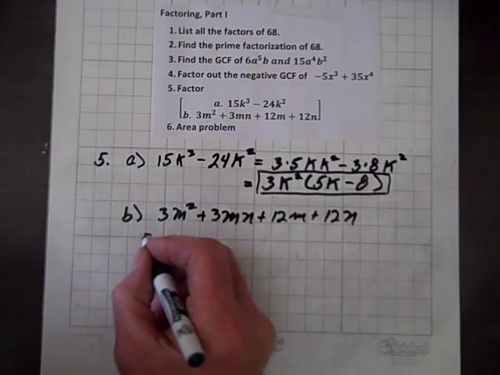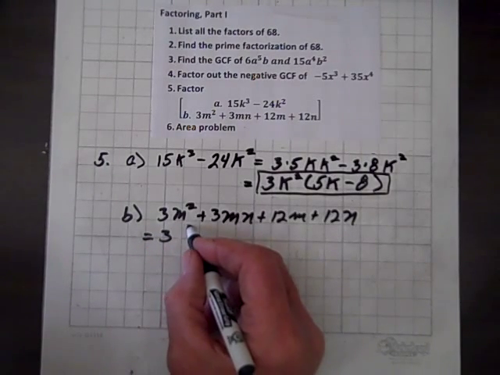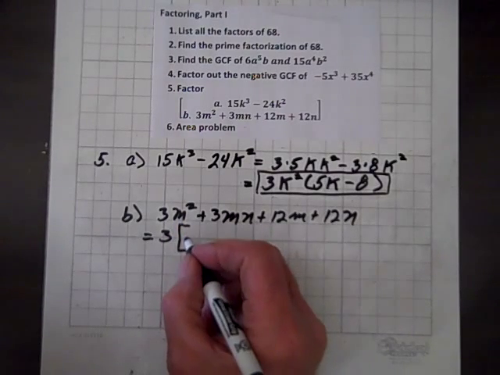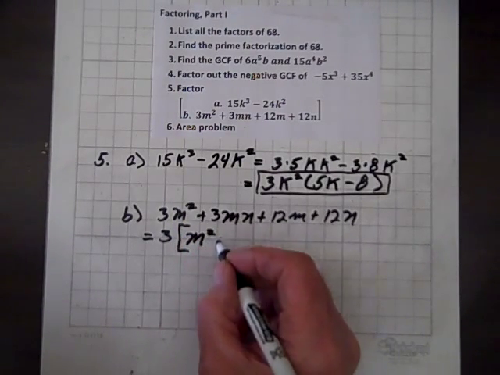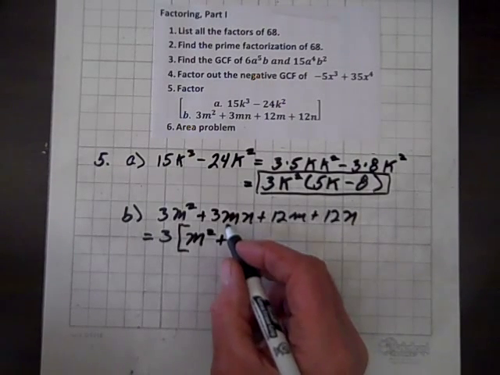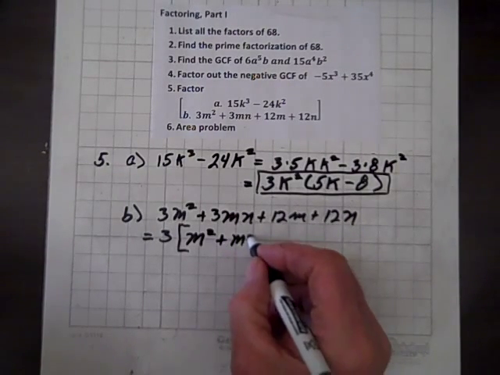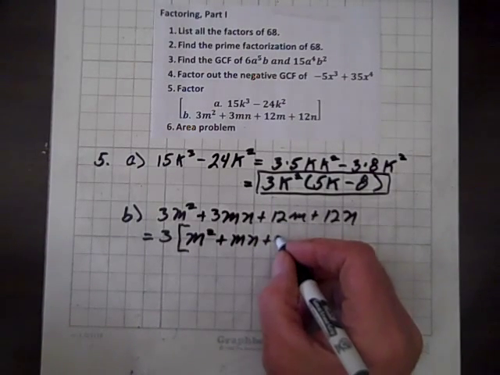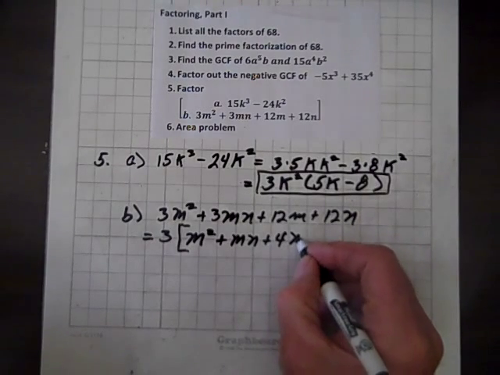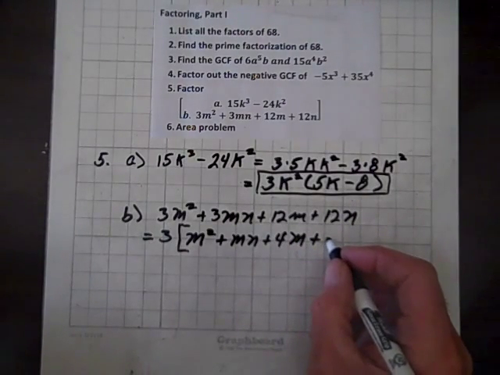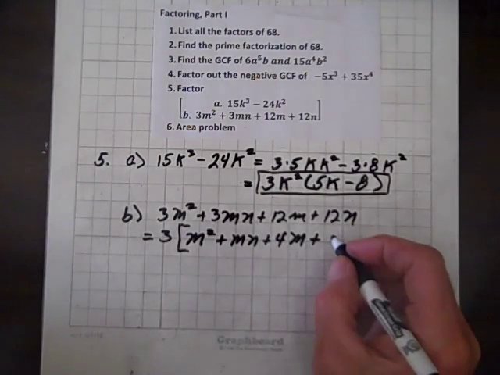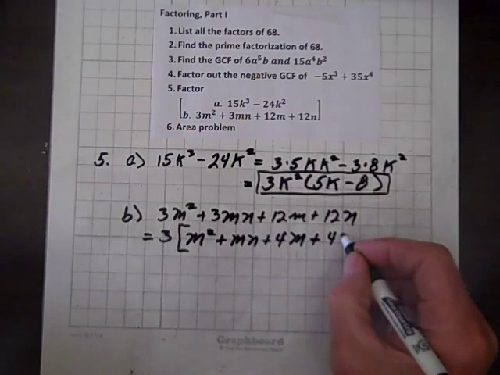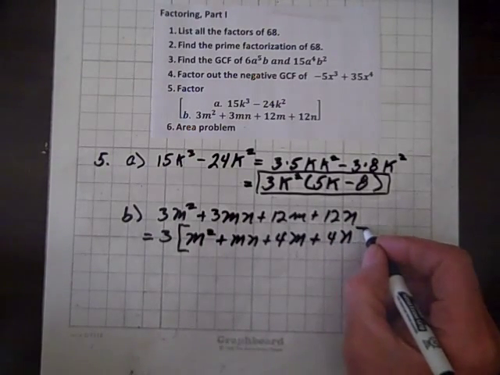So we're going to start by factoring a 3 out of those terms, and we get 3 times what is 3m squared? Well, that's just going to be m squared. 3 times what is 3mn? Well, that's going to be mn. 3 times what is 12m? Well, that's 4, and we still have a factor of m. 3 times what is 12n? And 3 times 4 is 12, and we still have this factor n.